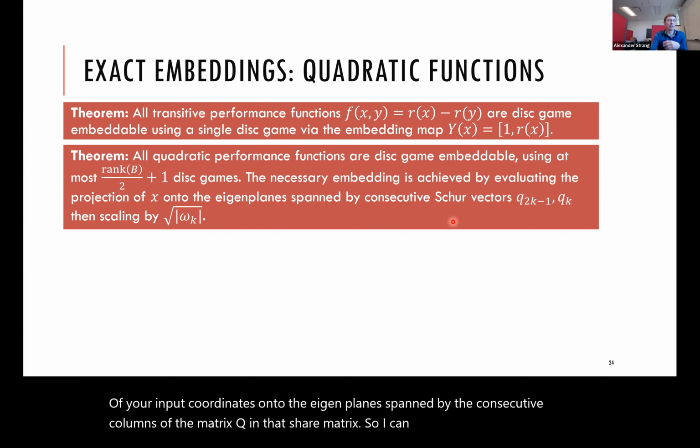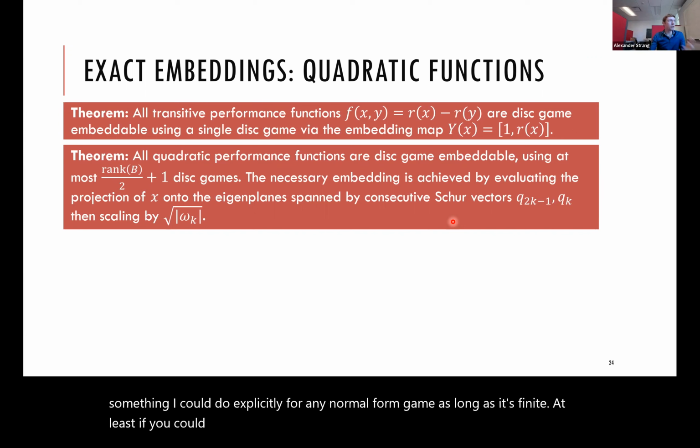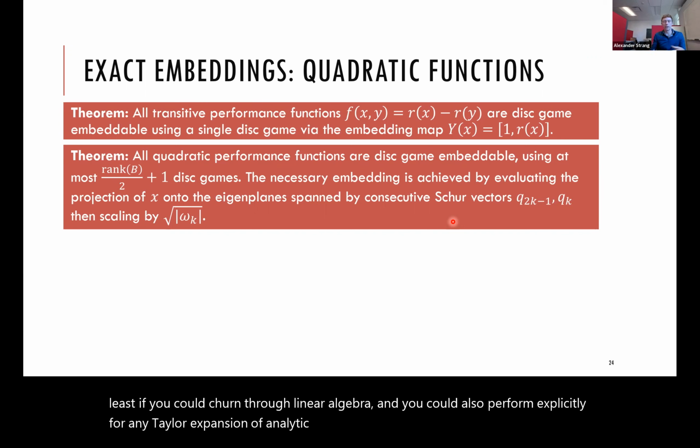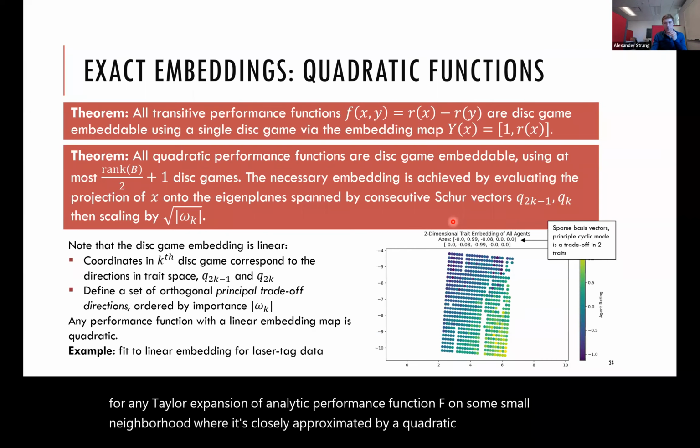Right, so I can do that explicitly. This is something I could do explicitly for any normal form game as long as it's finite, at least if you could churn through the linear algebra. And you could also perform it explicitly for any Taylor expansion of an analytic performance function f on some small neighborhood where it's closely approximated by a quadratic expansion.